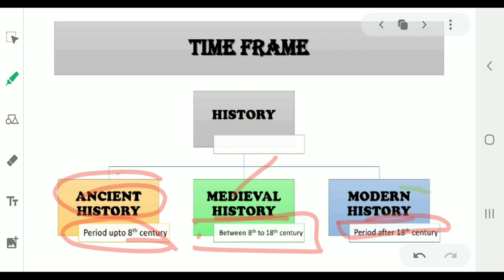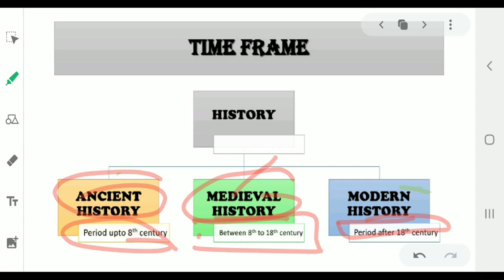Then the medieval history. It is the period between the advent of literacy and writing of the historians. Also, the archaeological sources give us valuable information about this period. And the Indus Valley civilization is one of the examples of our medieval history.